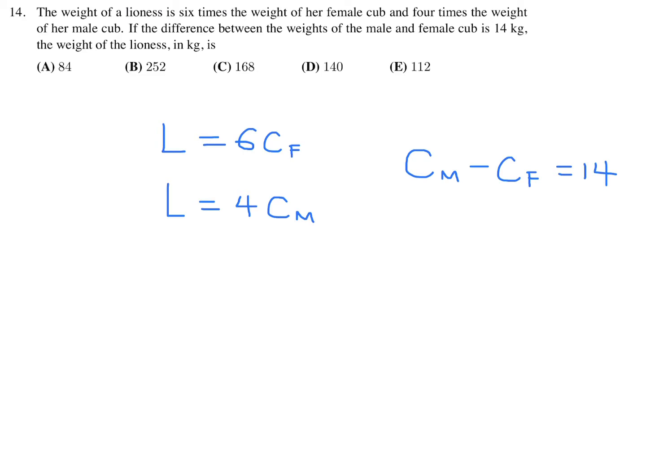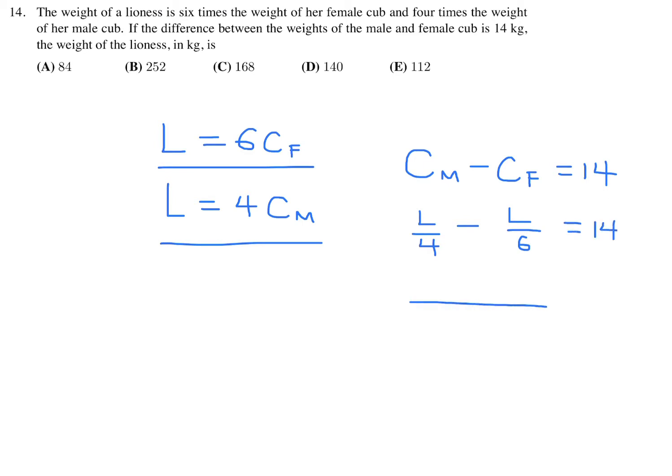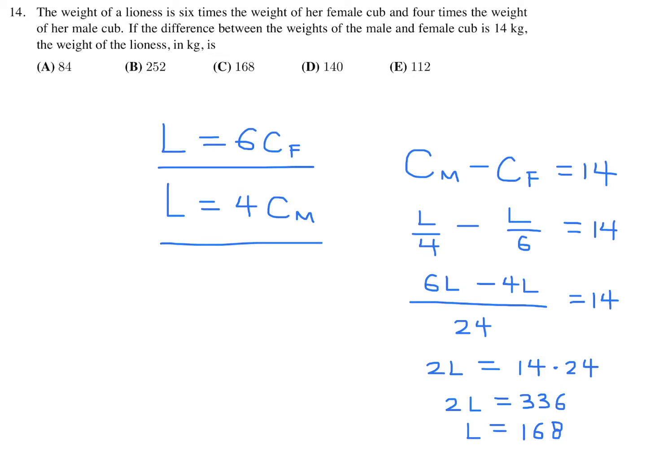All right, I guess we're substituting them in. So Cm is going to be L over 4, directly from this. Cf is L over 6, and the difference is equal to 14. So doing the subtraction of these fractions, get 24 as a common denominator. 6L minus 4L is equal to 14. And that means 2L is equal to 14 times 24, if you cross multiply. So 2L is equal to 336. And therefore L is equal to 168. So number 14, the answer is C.